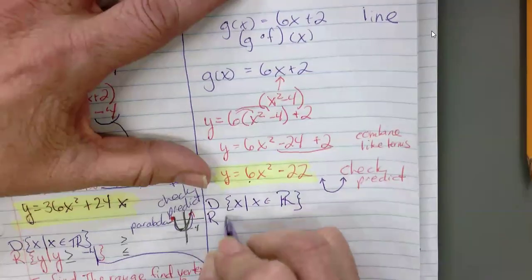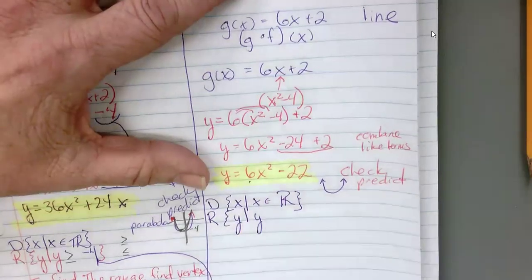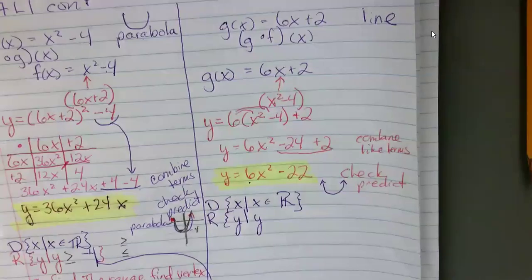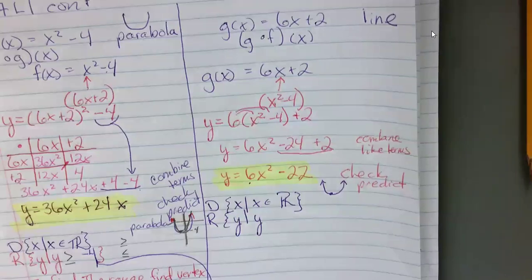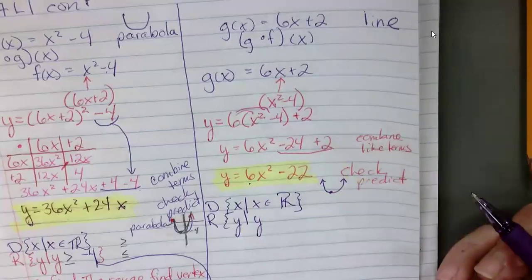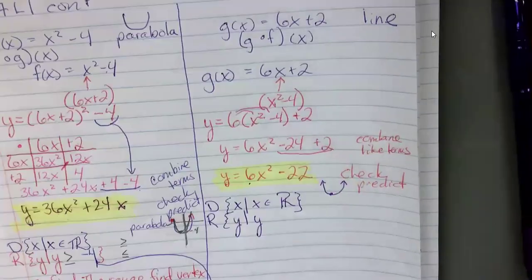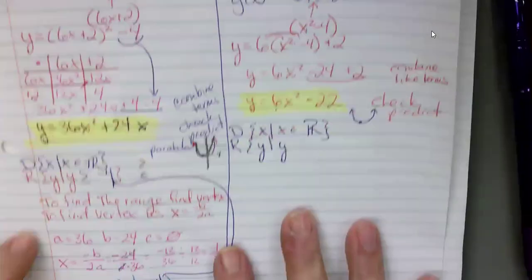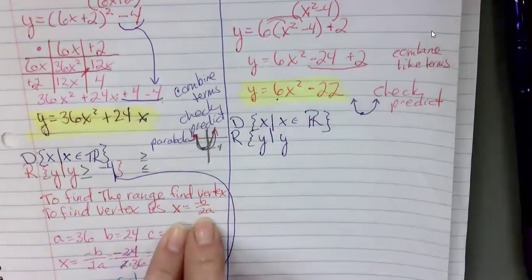And then the range is going to be y such that y, and then I don't know because I need to find the vertex to know what my boundary is. Like what's my minimum or my maximum so that I know what number the y has to be, in this case, bigger than. Okay, so how do we find the vertex? So if I look next door, to find the range, I find the vertex. To find the vertex, I use this formula.